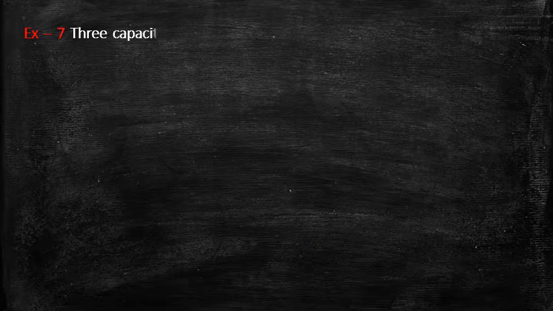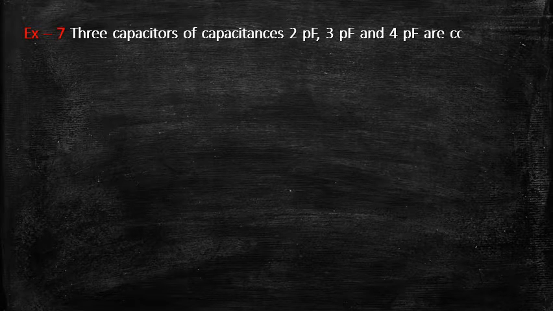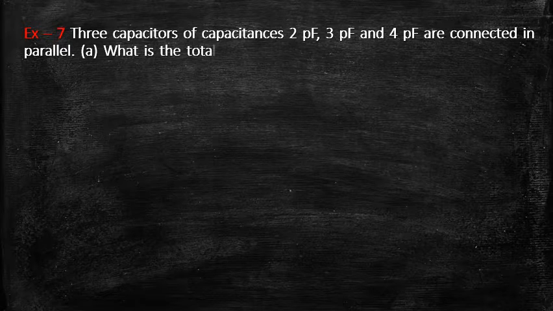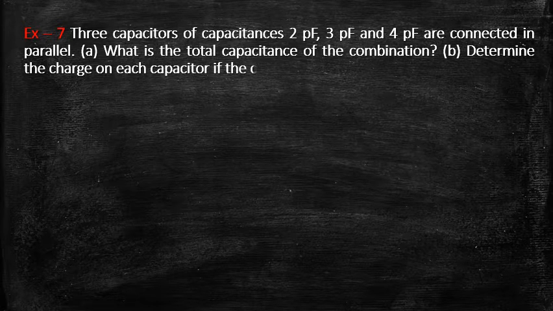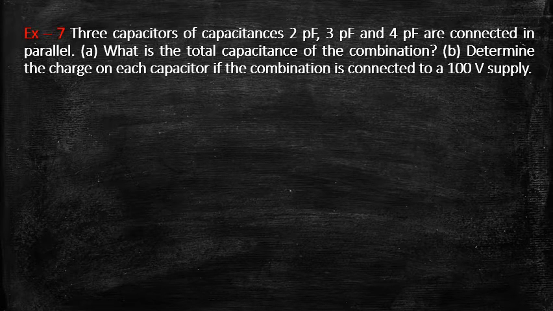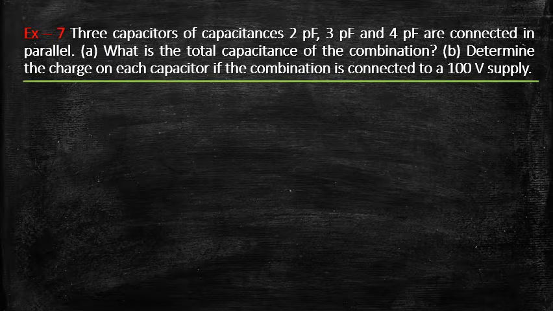So in the seventh problem of the exercise, we have three capacitors of capacitance 2 picofarad, 3 picofarad, 4 picofarad, and we are told that the three are connected in parallel. The first question is, what is the total capacitance of the parallel combination? And the second one is, how much charge is deposited on each one of the three when the combination is connected to a 100-volt supply? So which data are we given?